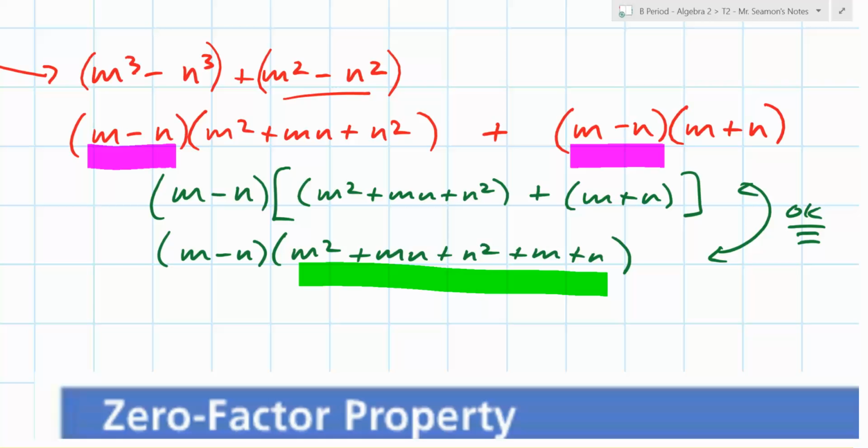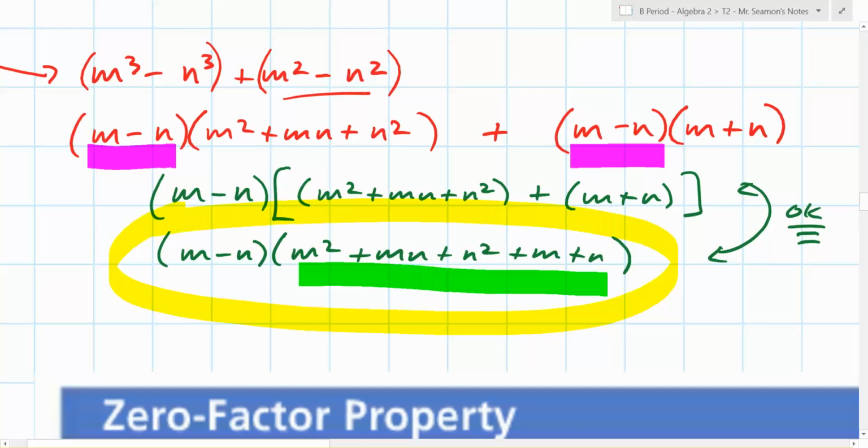Where does the m minus n go? What do you mean, where does the m minus n go? It's right there on the end. The final answer to this question is this right here. You need all of that right there. That is the complete factorization. It's really cool. If you multiply this out, what do you end up with? The thing up at the top.